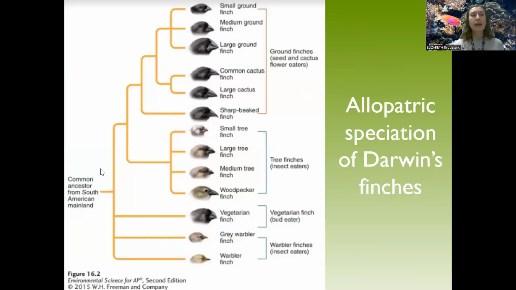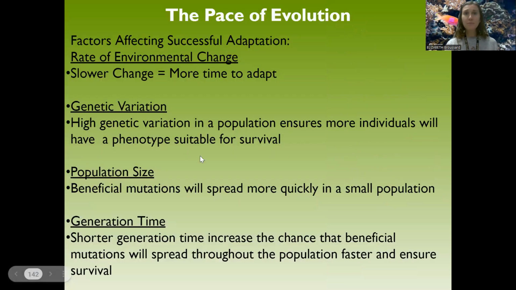So here's just a diagram. Again, we have a common ancestor for the allopatric speciation of Darwin's finches. We had a common ancestor from South America mainland. It migrated to the Galapagos Islands, and through different adaptations, natural selection occurred, and different individual birds who had different adaptations for eating ground seeds and eating tree things and eating vegetables. All these different ways that these birds have now branched and become all these different species of finches that all came from one original finch.